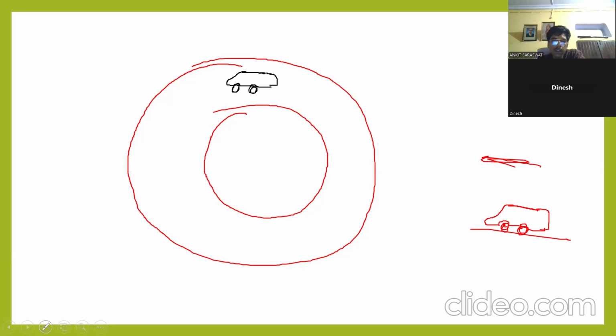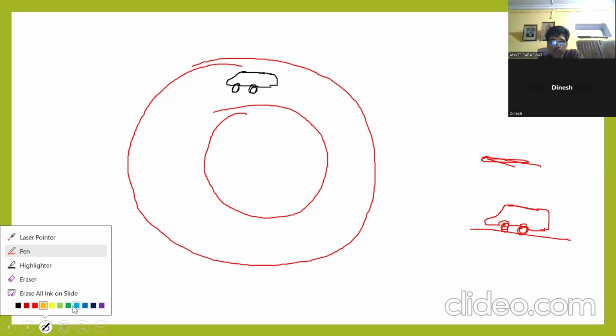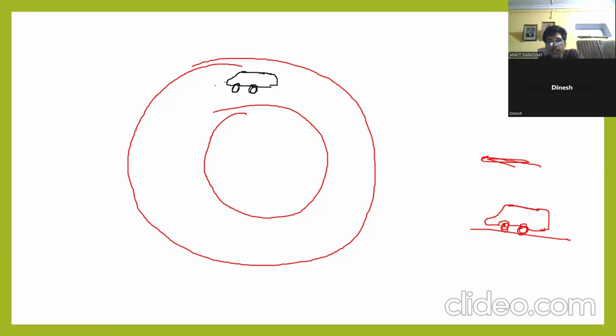So this car is moving on a circular path like this. This is the path of the car. This car is having a certain velocity. It is moving with a certain velocity. And this is the centripetal acceleration.